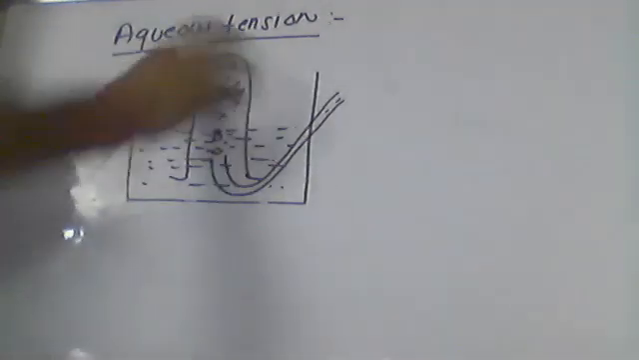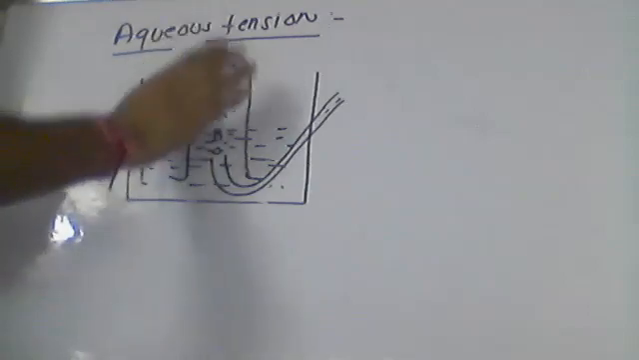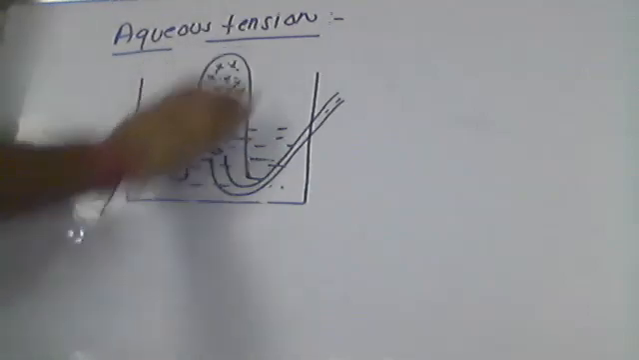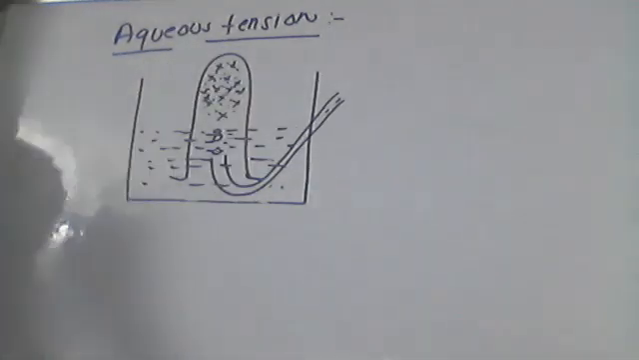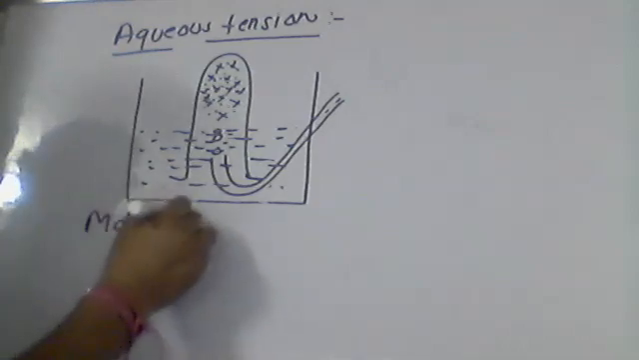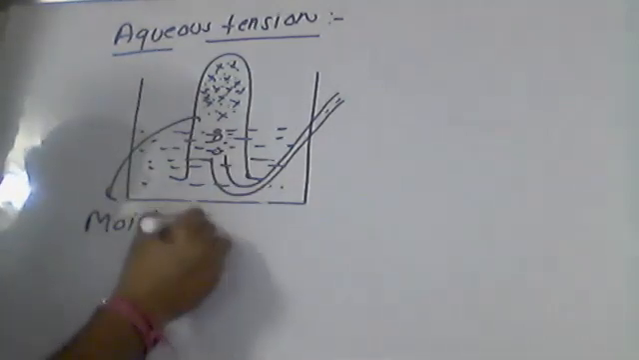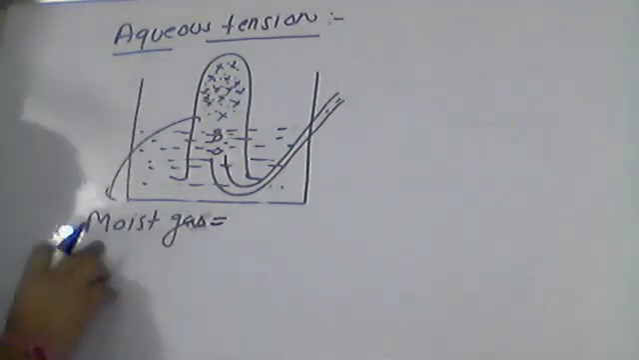We are collecting a gas in an inverted tube here. We are collecting over the water. After purification, the gas will be collected here, that's fine. But with the gas, we are going to get the water vapors also. Here, water vapors are also there. So what I'm going to do, I'm going to write down here moist gas. This gas we call your moist gas.